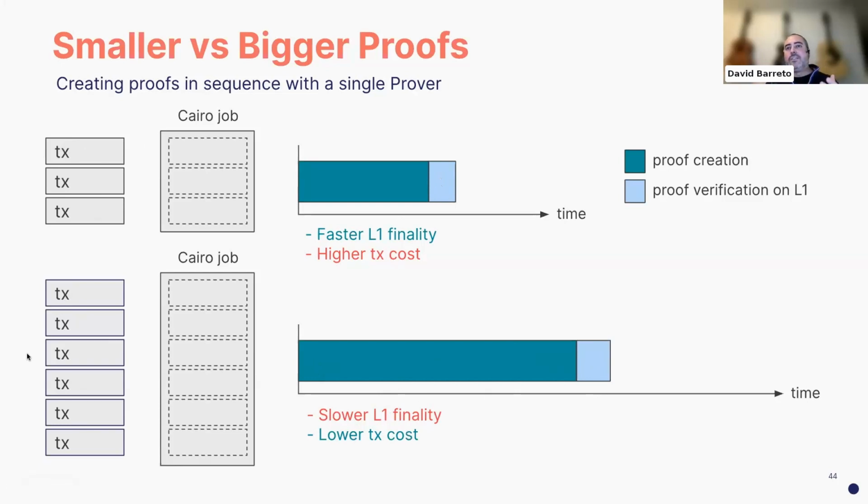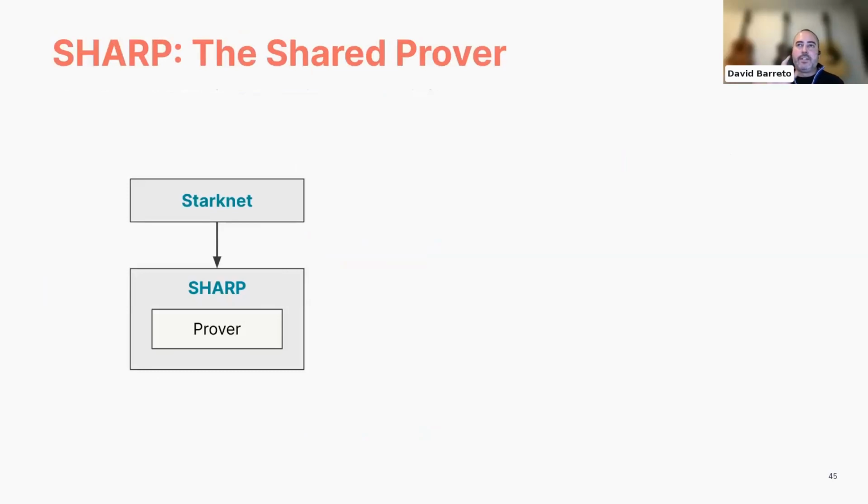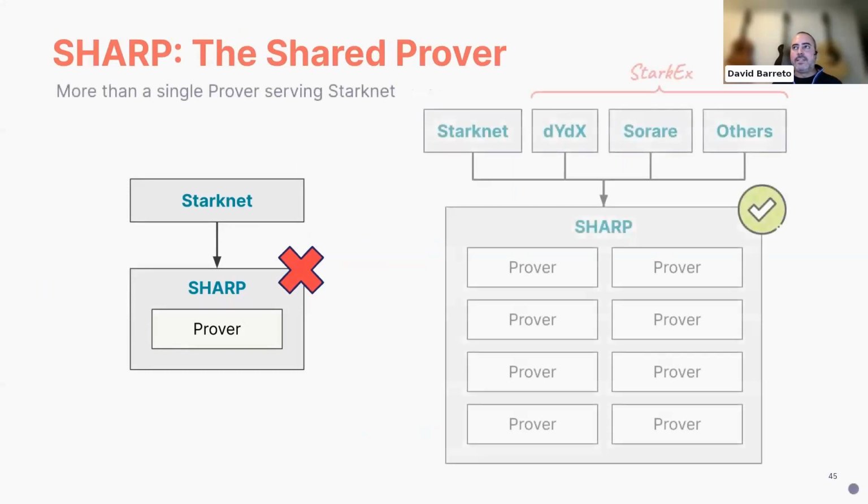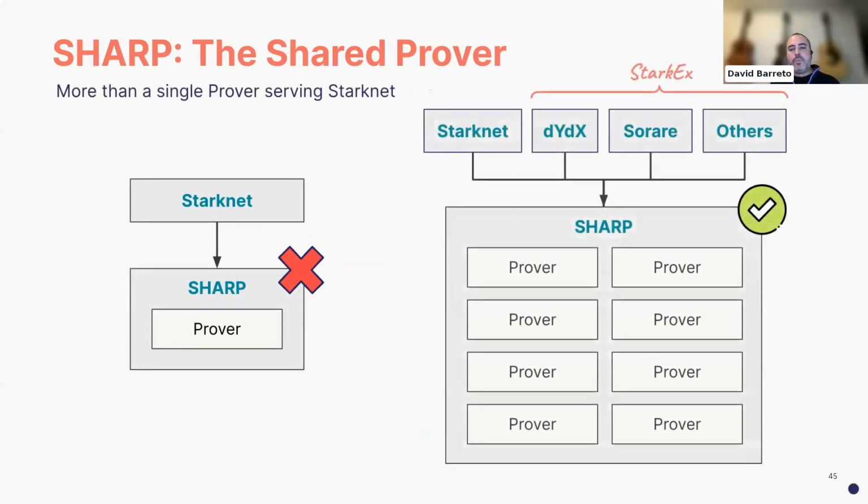But there's a way to get out of this trade-off. Before I show you how to get out of the trade-off, I just want to mention that in our diagram so far, I always showed you that Sharp has a single prover, but that's not really the case. Sharp has many provers, right? So it has many computers inside of it doing the job of a prover. And also Sharp not only serves Starknet, not only creates validity proofs for Starknet, it also serves all the StarkEx apps, the dYdX, Sorare, and others. So when you think about Sharp, even if I show you just a single prover, just keep in mind that it actually has many of them.